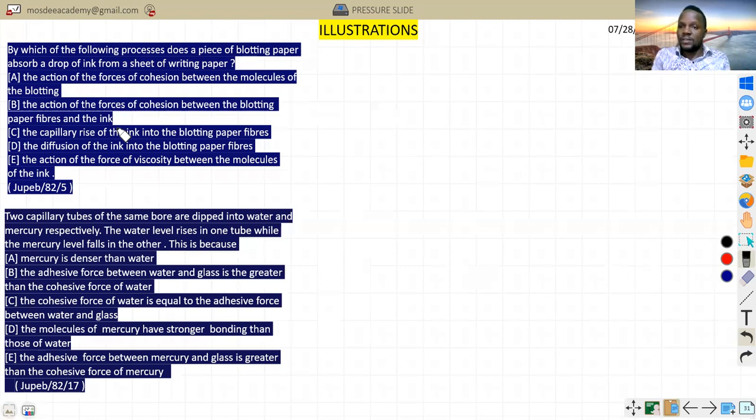You know that when you put ink on top of paper, what happens to the paper? It will be soaked with it. What happened? Capillary action. So that is that.